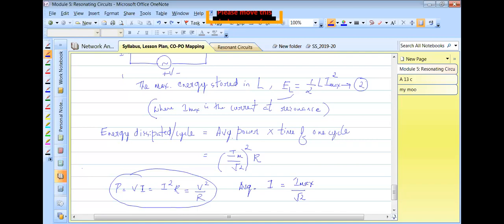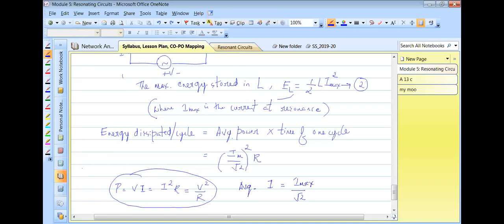Understand? This is something that we have seen in basic electronics. What is average power? What is DC power? What is average current? What is DC current, or what is AC current? All that we have seen.